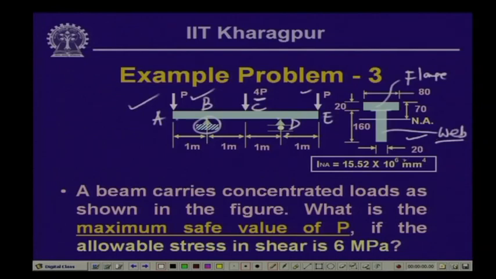Now, here the neutral axis position is given, which is at a distance of 70 millimeter from the top of the beam, and the moment of inertia of this particular cross section is also given. What we need to know is the maximum safe value of P, so that the shearing stress does not exceed the allowable stress limit of 6 megapascal. In this particular problem, as you can see, it has been stipulated that the maximum shear stress allowed is 6 megapascal, and it is silent about the maximum allowable bending stress.